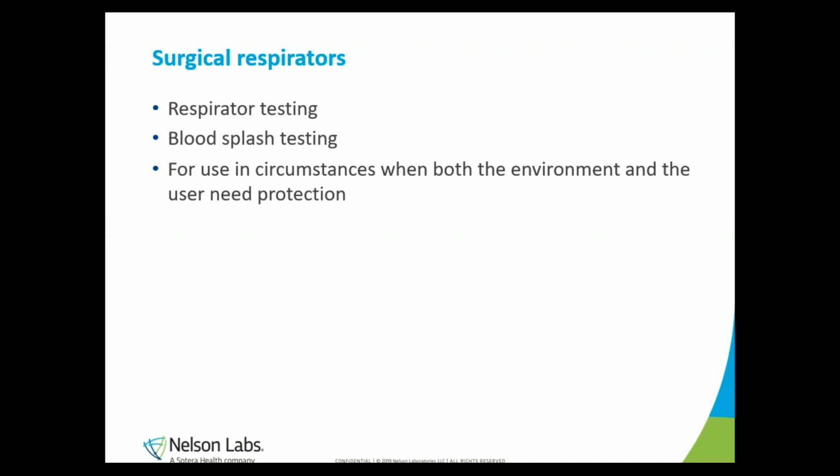One type of protective equipment I'd like to mention as we wrap up is a surgical respirator. These are generally used in highly infectious cases where both the surgical area needs to be kept clean and the technicians in the surgery need to be protected. These products are subjected to respirator testing as well as blood splash testing and help keep the staff protected as well as the patient.